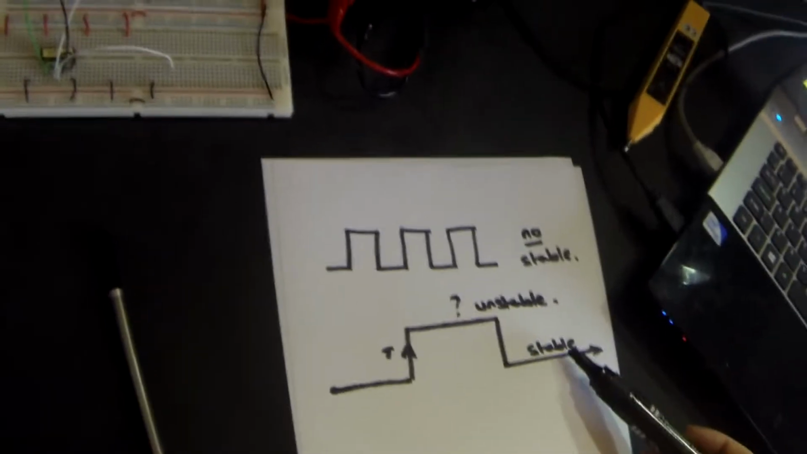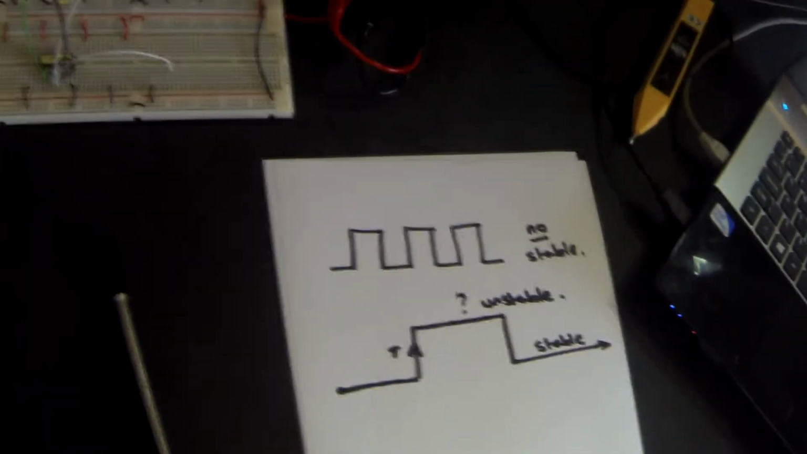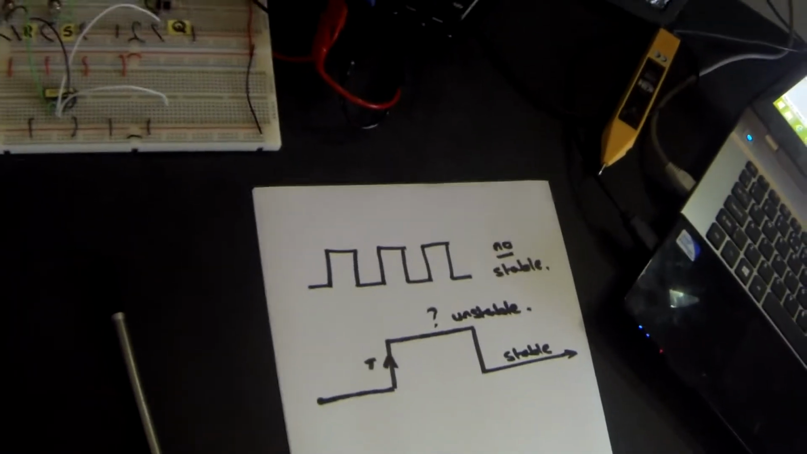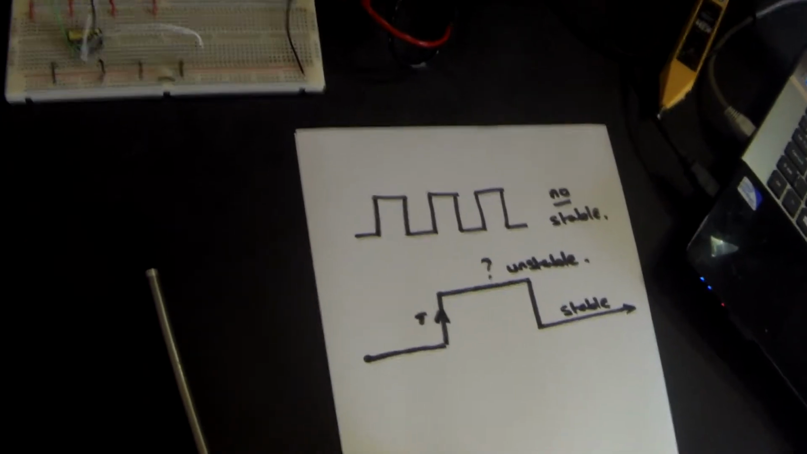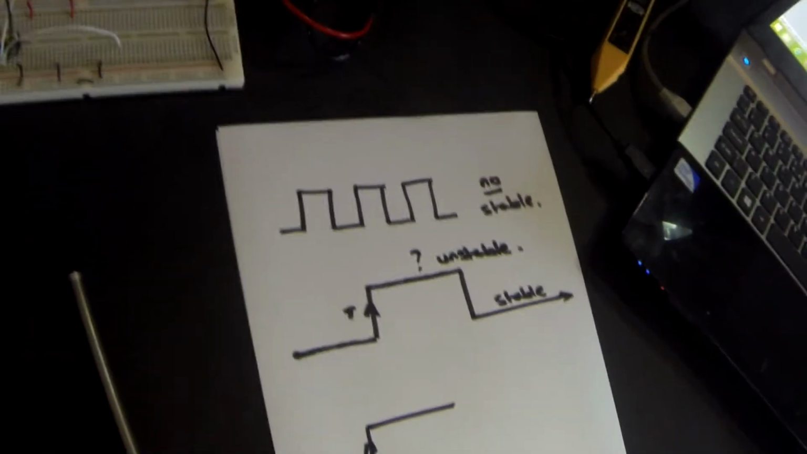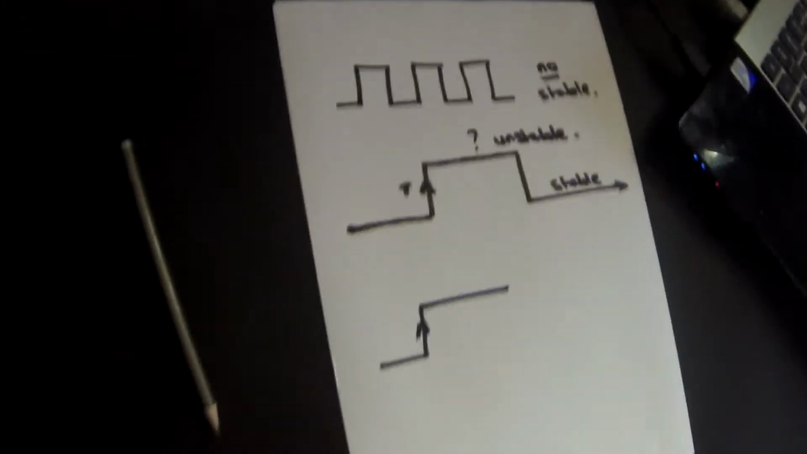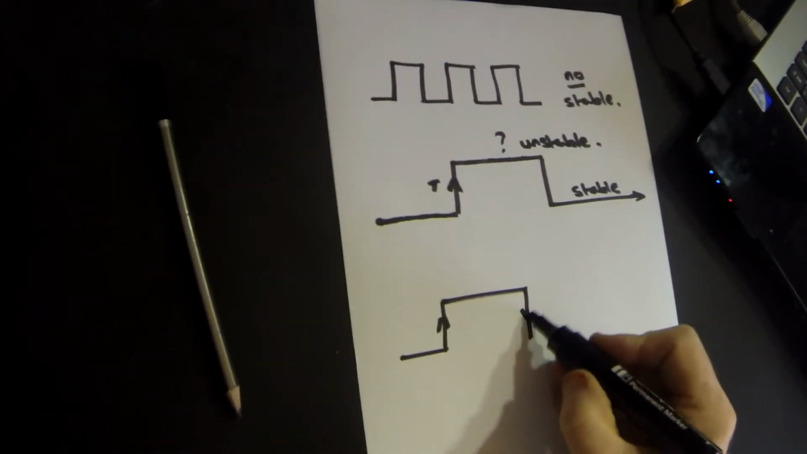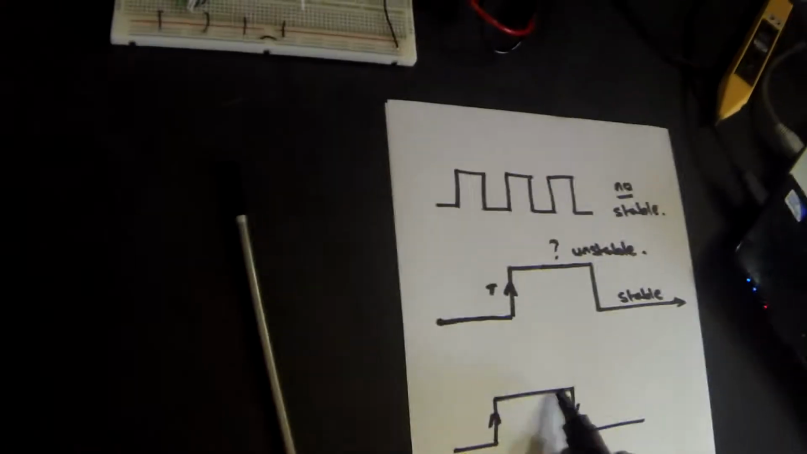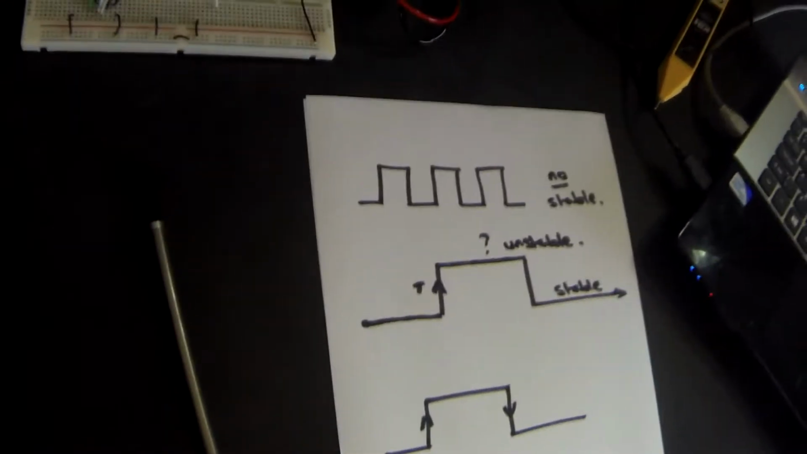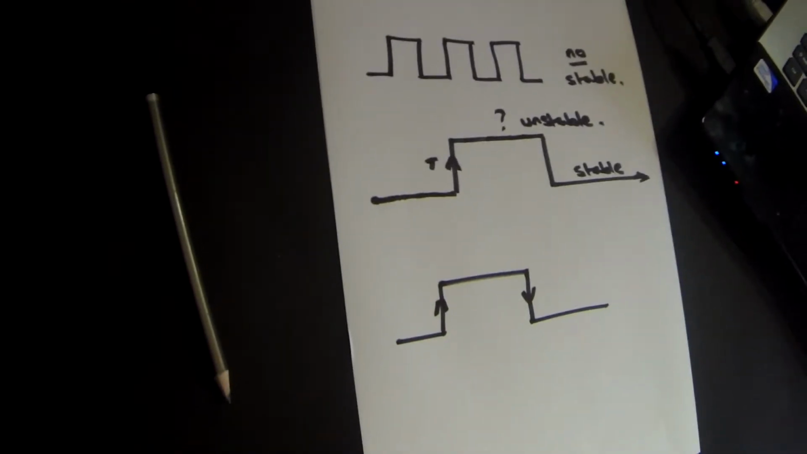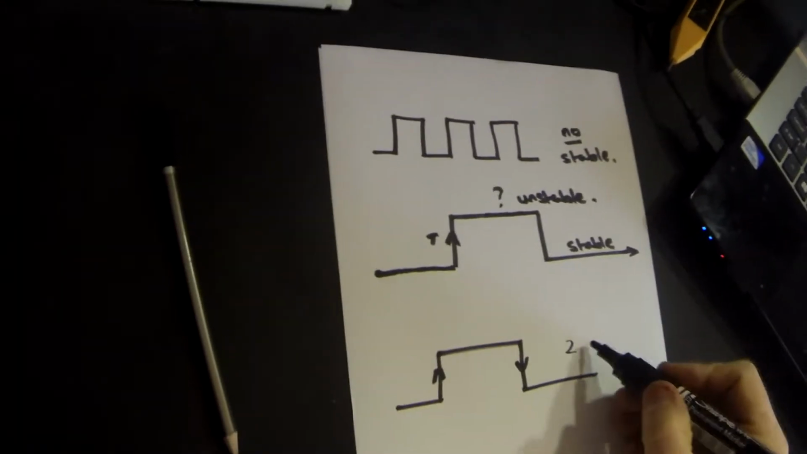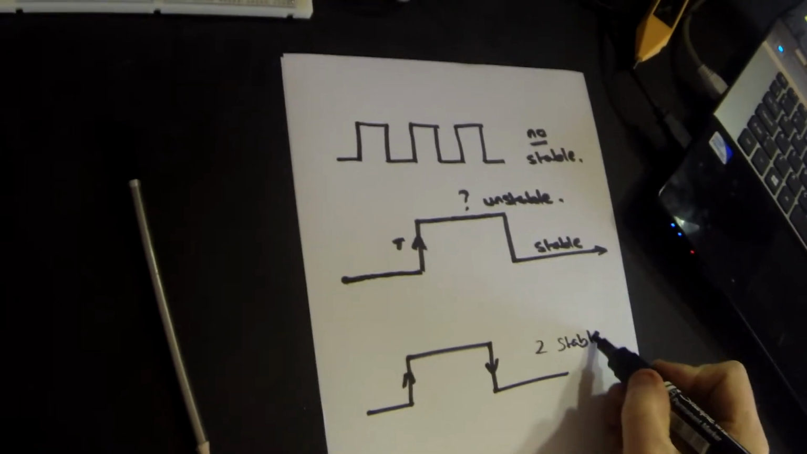A monostable has one stable and one unstable state, and so perhaps you should be able to guess that a bi-stable state has two stable states. In other words, we're going to trigger it into action and it will go high. Then we're going to trigger it into action again and it will go low. It will stay high forever unless we trigger it back down, and it will stay low forever unless we trigger it back up. So this has two stable states.